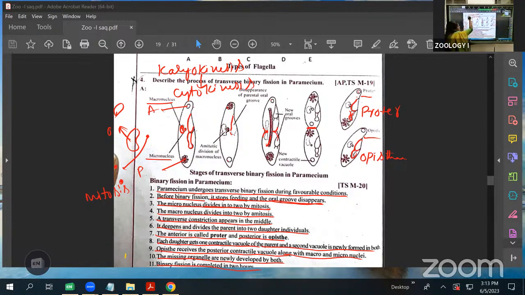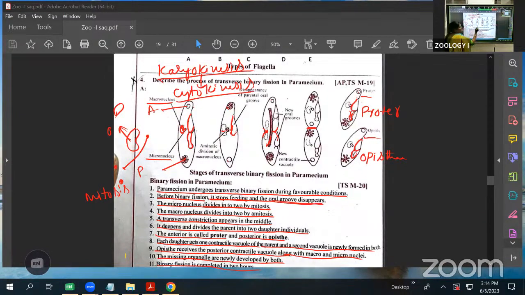Here, the main steps are karyokinesis followed by cytokinesis. Normally the paramecium is like this, and first the macronucleus divides amitotically and the micronucleus divides mitotically. Before that, the oral groove disappears. At the start of binary fission, the oral groove disappears first, and they can't take any food. Next the division starts: the macronucleus divides amitotically, and the micronucleus divides mitotically.